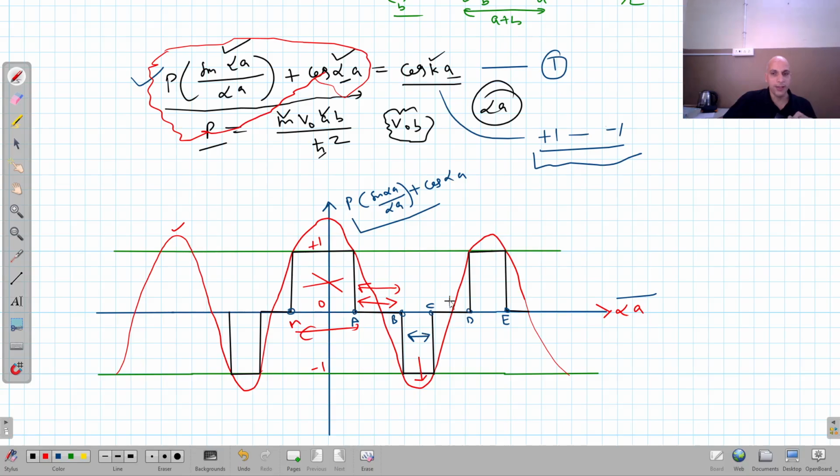It is forbidden. Then C to D, allowed. D to E, forbidden. So you can see a very, very important result that we got from this graph: the graph contains some allowed energy bands and some forbidden energy bands.